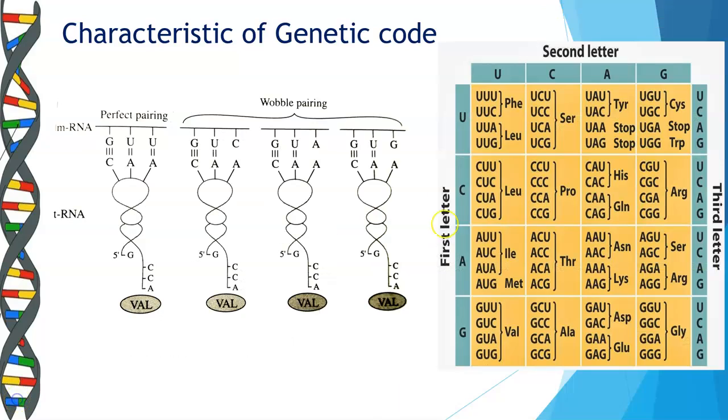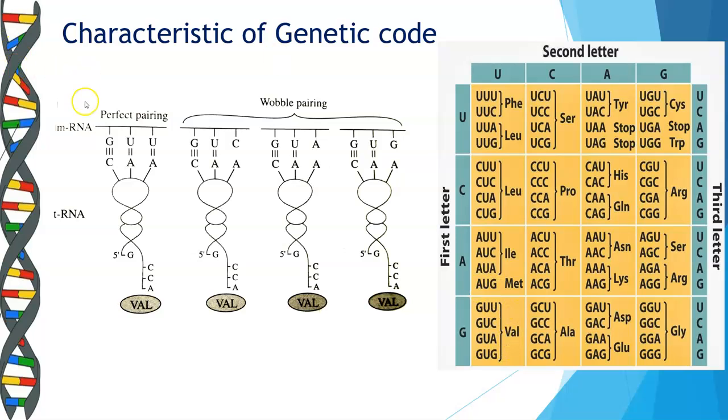Students, in this picture, you can clearly see the phenomenon of degeneracy of the genetic code. Here you have 2 codons coding for 1 amino acid. Here you have 4 codons coding for leucine. Again, here 4 codons for valine. Now, this phenomenon is explained with the help of the Wobble hypothesis.